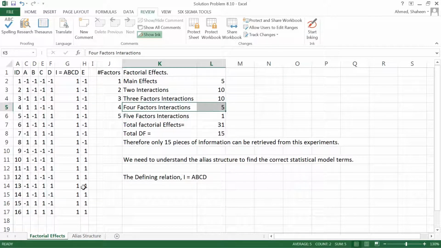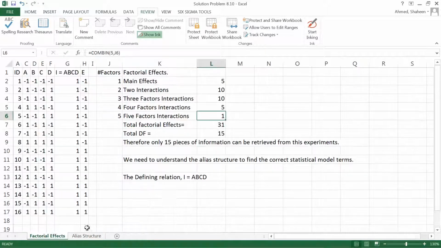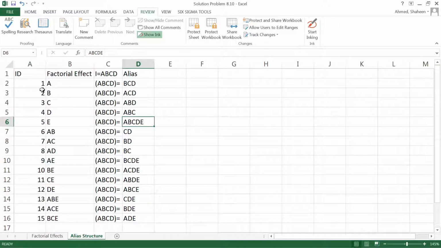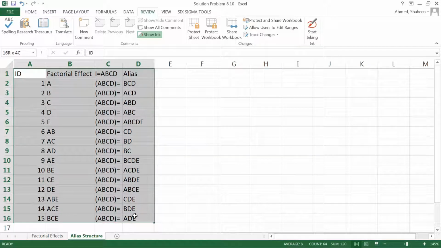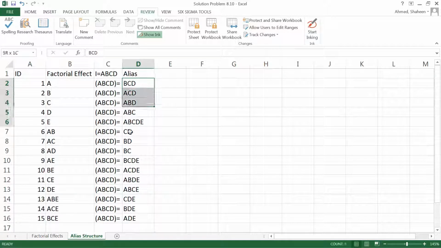Then I should have 5 four-way interactions. Let's see if I have that. I have here 4 four-way interactions, and also the identity is another four-way interaction. So I got a total of 5, and then 1 five-way interaction. So I got all 31 factorial effects here, however only 15 of them, either this set or this set, whichever way you think.